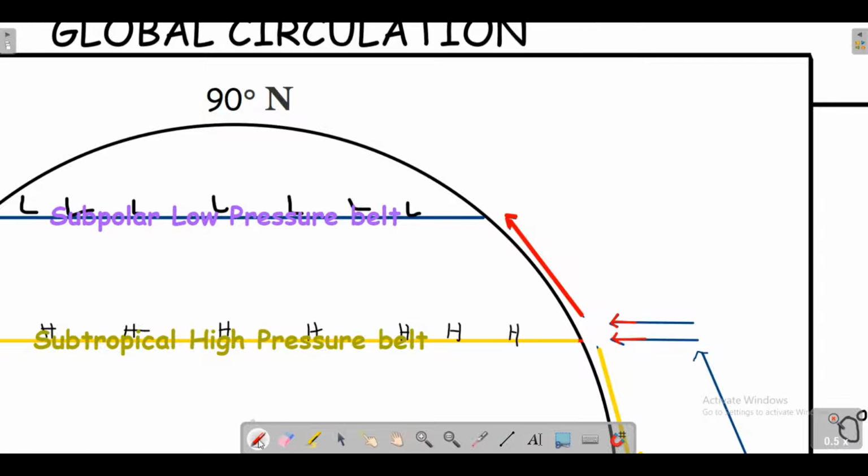So we're saying that right at 60 degrees, this warm air meets up with the cold air coming from the 90 degrees and it is pushed upwards. So it rises up and that's how we get that area of low pressure over there, the subpolar low pressure belt. And then as it rises up, it cools down and diverges, moves to opposite directions.